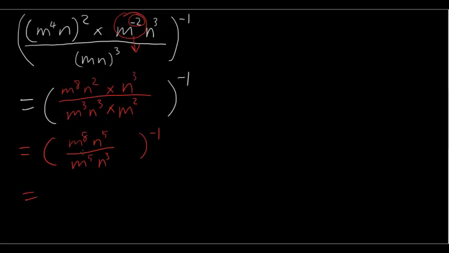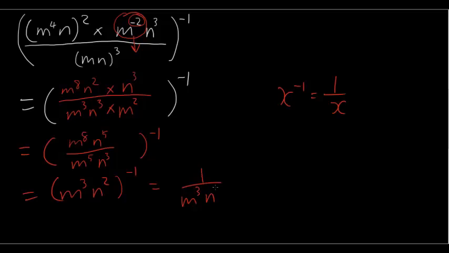Okay, so now we have 8 minus 5 is m to the power of 3, n to the power of 2. Now we have to the power of negative 1. And if you remember, x to the power of negative 1 is 1 over x. So you can just write this as 1 over m to the power of 3, n to the power of 2. Like that.